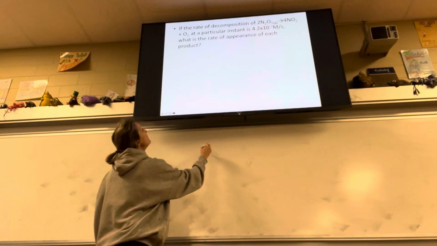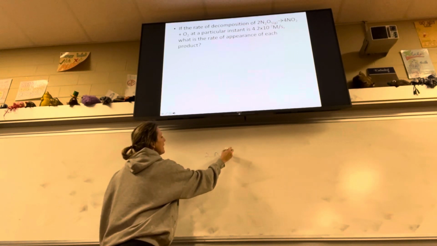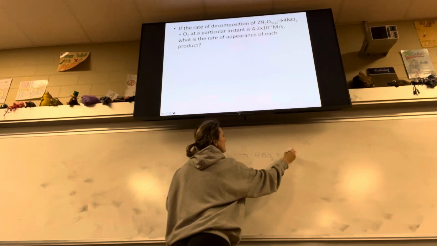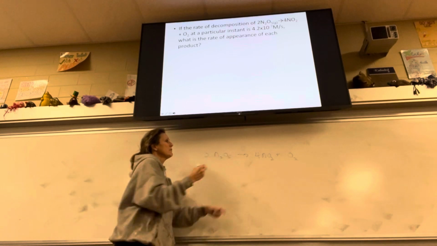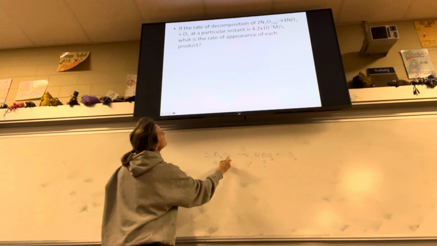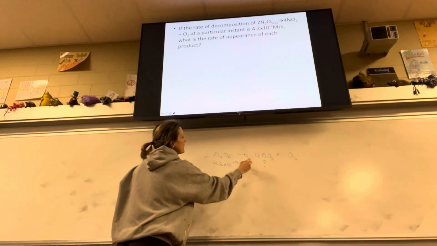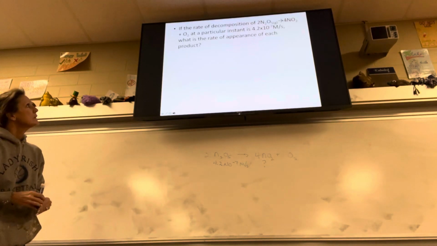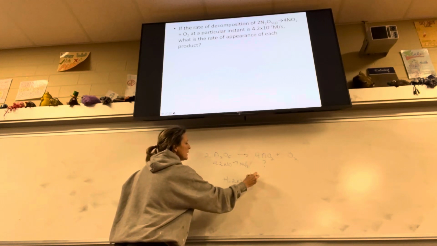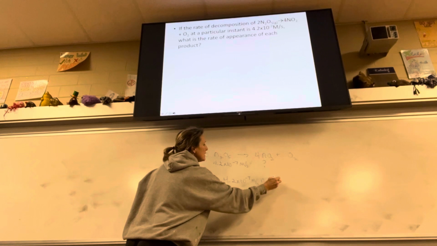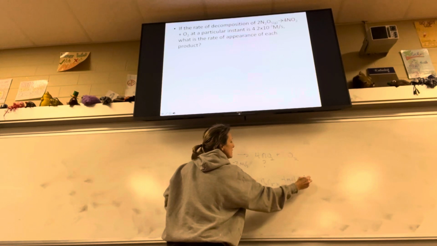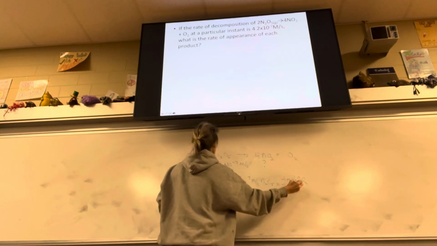Okay, so we have 2N2O5 forming 4NO2 and O2. We'll figure out the NO2 first. We have 4.2 times 10 to the negative 7th, in molarity per second. So if we set that up and do a little stoichiometry, this is the N2O5. Then we just use our mole ratio of 4 moles of NO2 over 2 moles of N2O5.